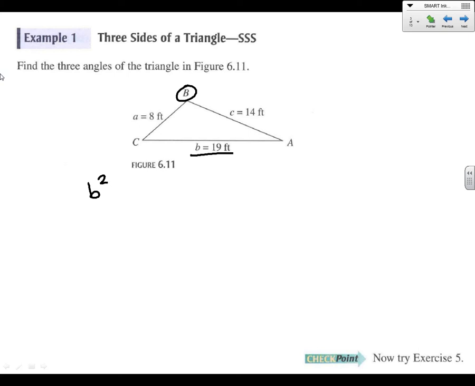So if we have b squared, then the other side is a squared plus c squared minus 2ac cosine B. Is that right? We know b squared over here. B is 19. All right, so to the calculator we go.